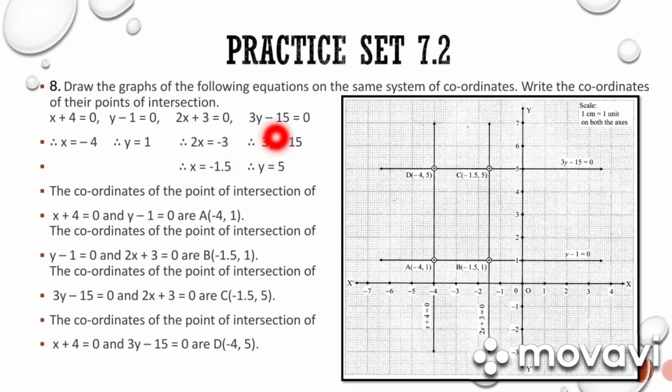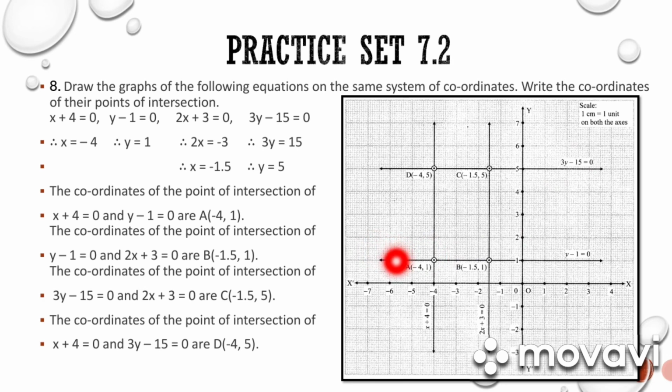And 3y - 15 = 0. Therefore 3y = 15, and therefore y = 15/3. Therefore y = 5. On the graph, we will plot the coordinate axes, that is the x-axis and the y-axis, taking a suitable scale of 1 centimeter equal to 1 unit on both the axes.